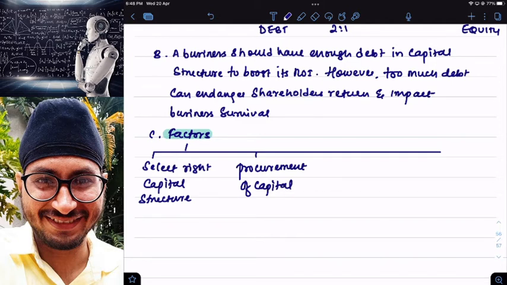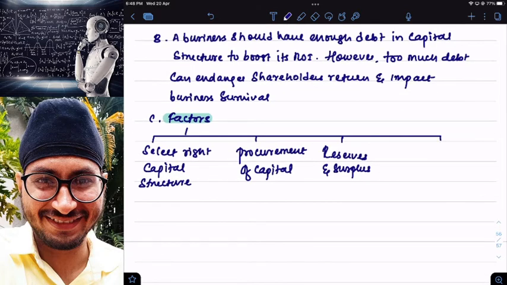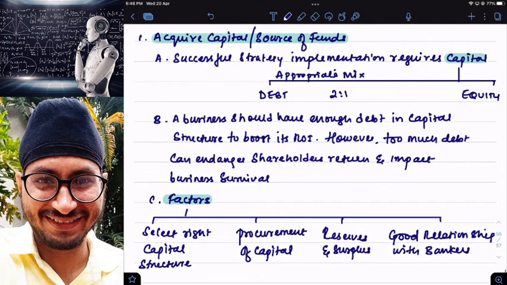How do I procure the capital? By issuing equity shares, obviously, right? Then reserves and surplus. I can utilize my reserves and surplus also as a source of funds, and then I can maintain a good relationship with whom? With bankers. Why, sir? At the end of the day, it is the bank from where I go and take a loan, right? So these are the things you have to keep in mind before acquiring the capital.